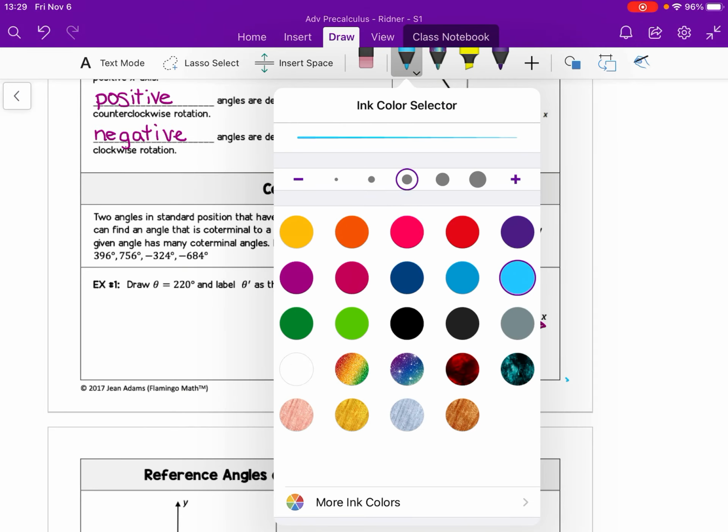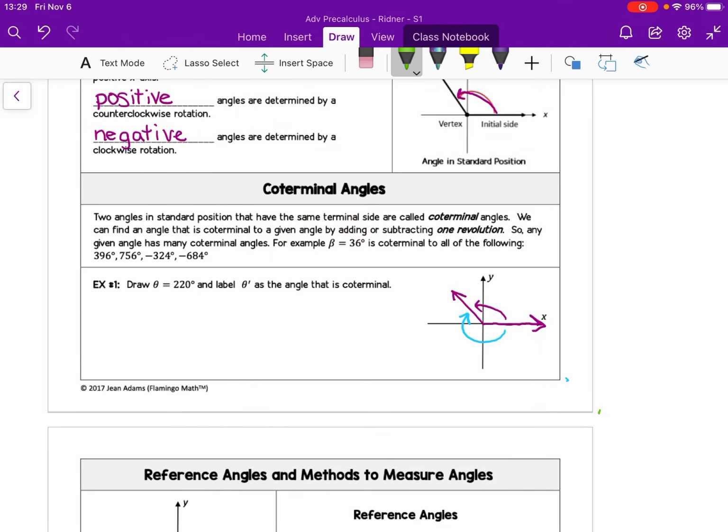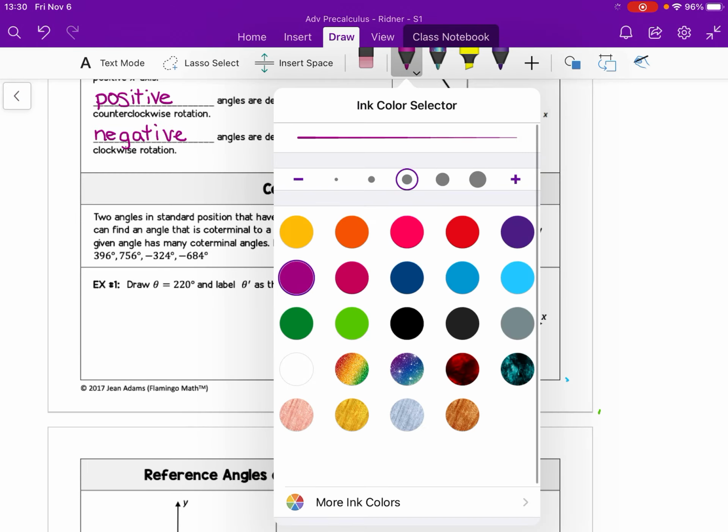I could also go around a full revolution, plus a little bit, to get right back where I was, right? And I could do that over and over in either a positive or a negative way. But no matter what, when I graph it, it would be the same spot, right? So that's what a coterminal angle is. So what does that look like in an example?